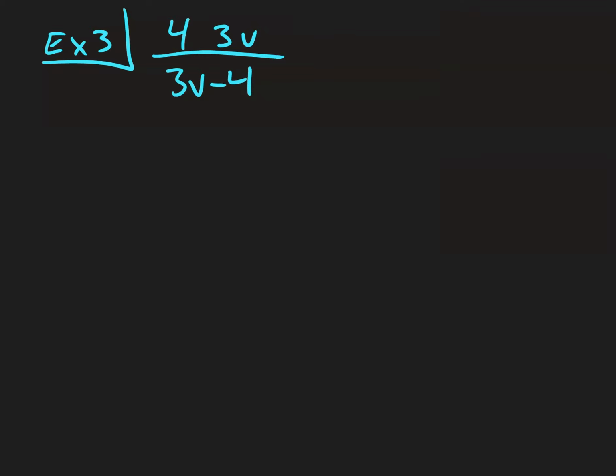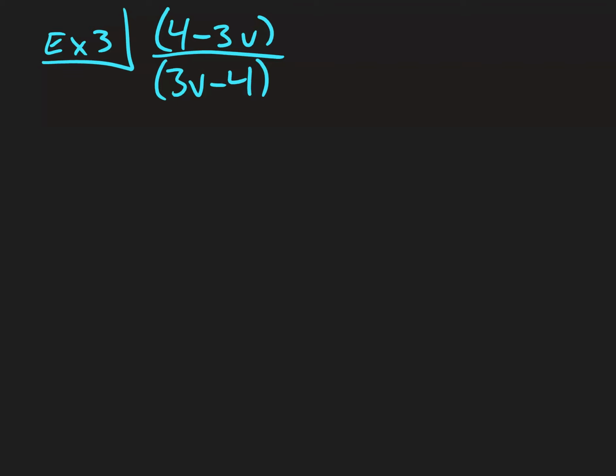So now we can look at this as 4 minus 3v over 3v minus 4. Since these two terms are not exactly the same, you cannot simplify them. However, you might notice something strange going on.